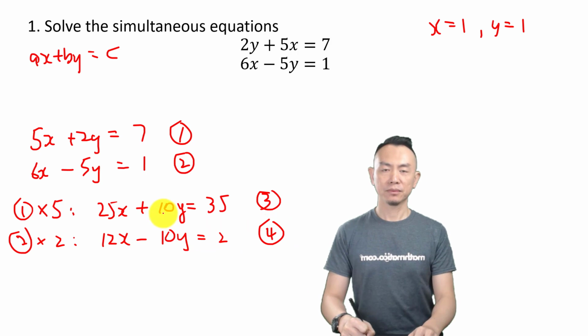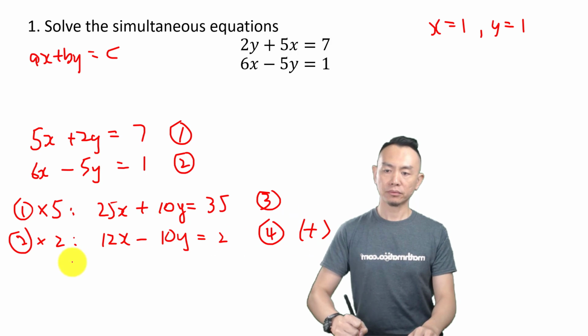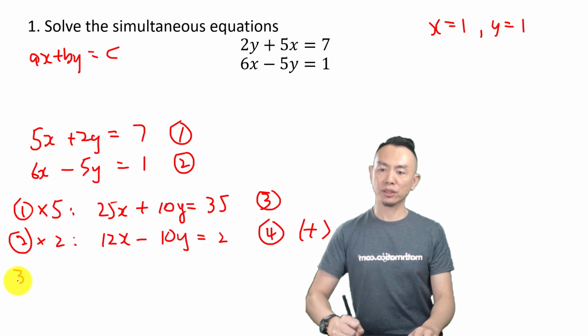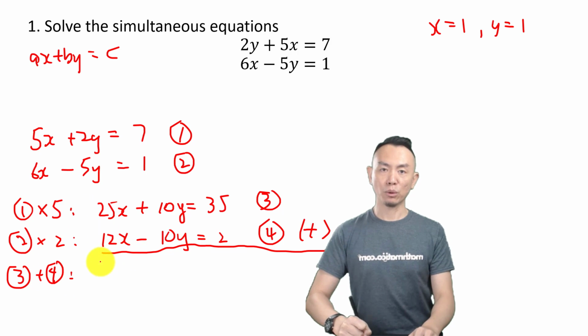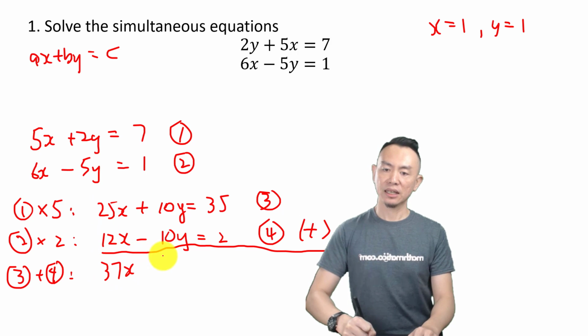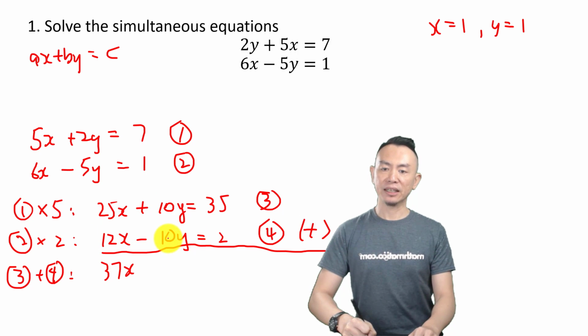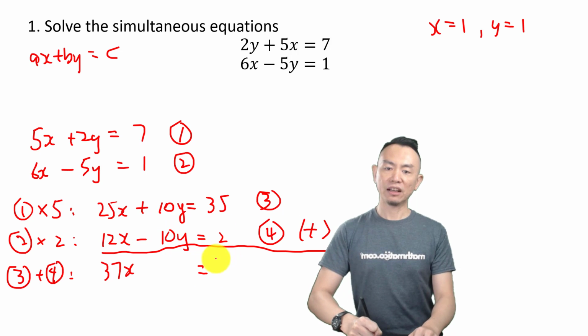Equation 4. The reason why I do this is so that I can have equal coefficients for 10y. And I can add up these two equations. I have equation 3 plus equation 4. Okay, if I add up these two, 25 plus 12 is 37x. 10 plus negative 10 is 0. 35 plus 2 is 37. So now x will be equals to 37 divided by 37, which is 1.